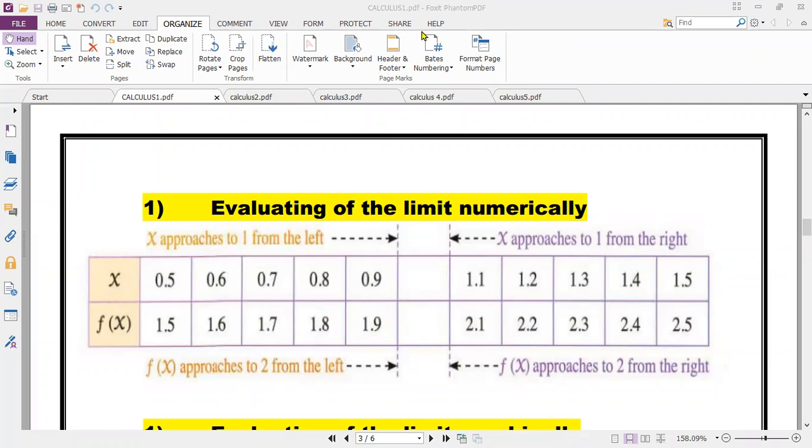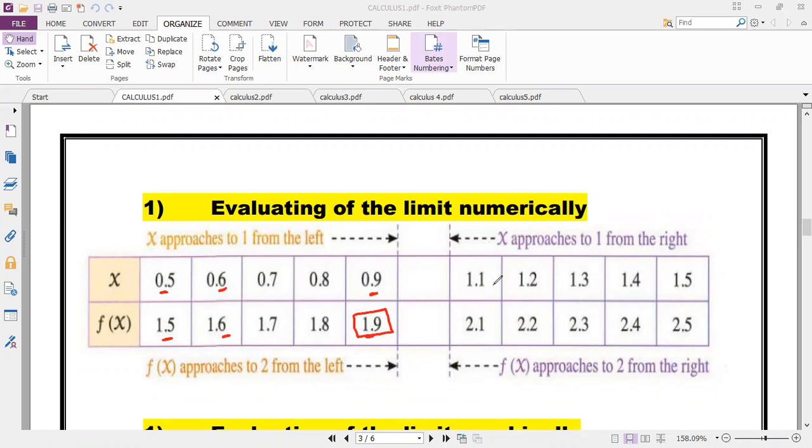So here, look at this table. x equals 0.5. What is the value of the function? By using the calculator, it's 1.5. 0.6 is 1.6. 0.9 is 1.9. Okay. So what do you notice? As x approaches 1 from the left, the value of the function approaches 2. f of x approaches 2 from the left also.